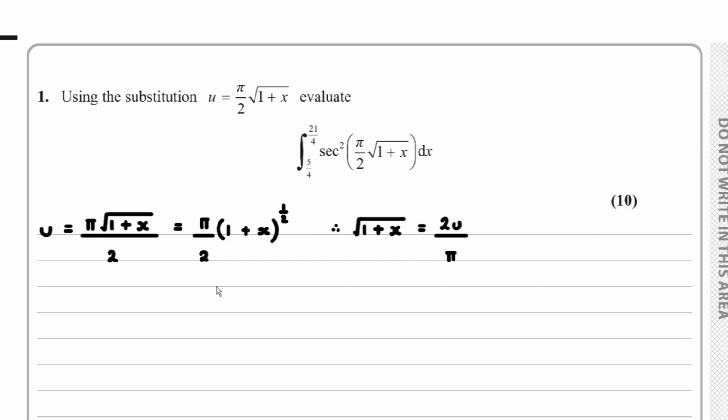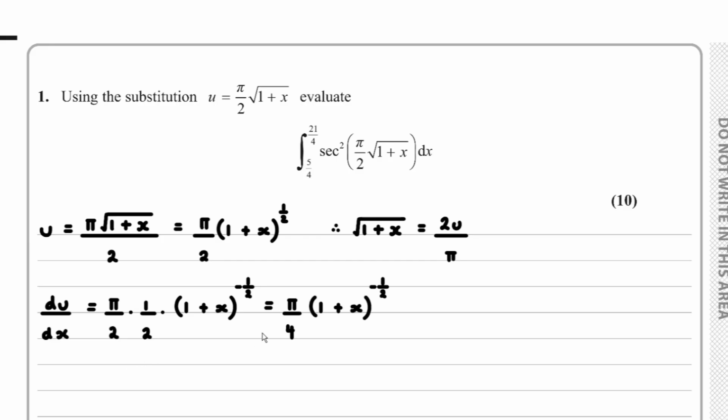Now let us work out what du over dx is. Working this out, we have pi over 2 multiplied by the power, which is 1/2, multiplied by the bracket, which is 1 plus x, to the power of negative 1/2, and of course we multiply by the derivative of the bracket, which is just 1. So we have pi over 4 multiplied by (1 plus x) to the negative 1/2, which I will rewrite as pi over 4 times the square root of 1 plus x.